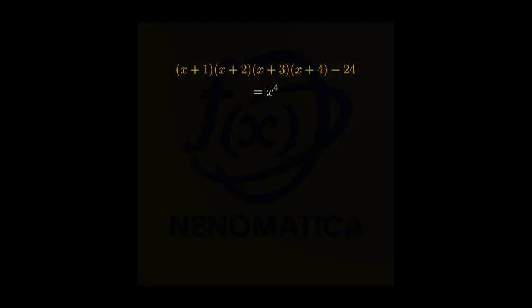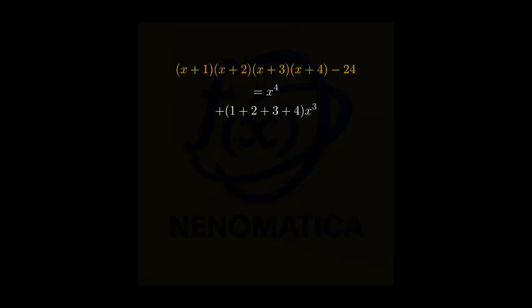This comes from taking the x term from 3 of the brackets and the constant term from 1 bracket, then adding all possible combinations. We get 1 times x times x times x, plus 2 times x times x times x, plus 3 times x times x times x, plus 4 times x times x times x. This gives us 1 plus 2 plus 3 plus 4 times x cubed, which equals 10x cubed.